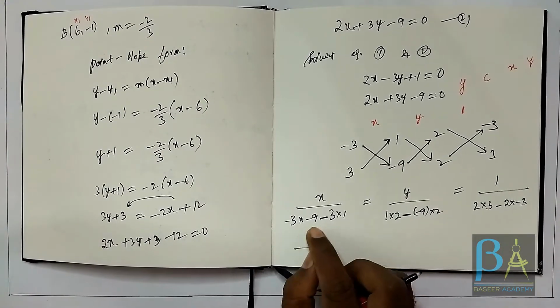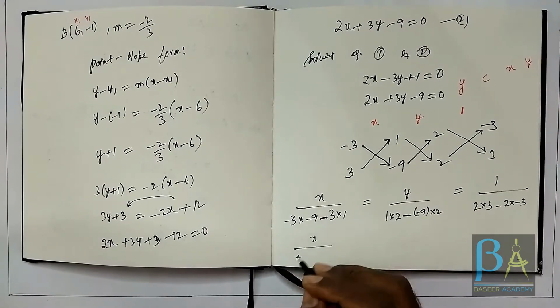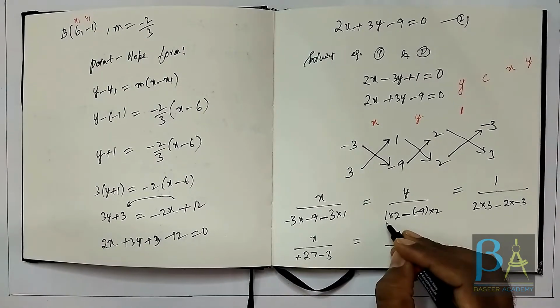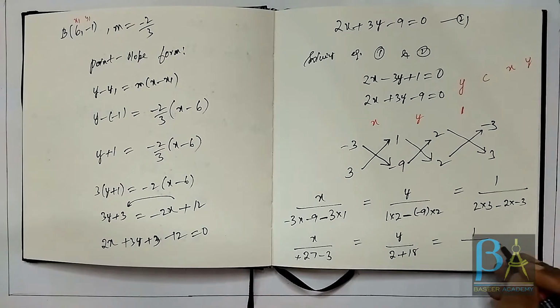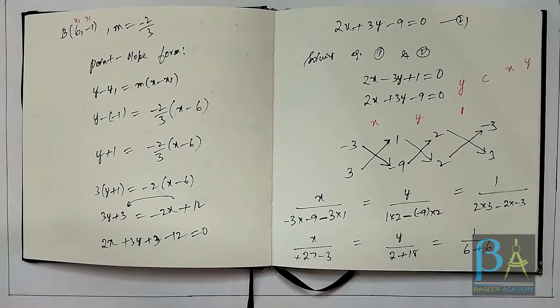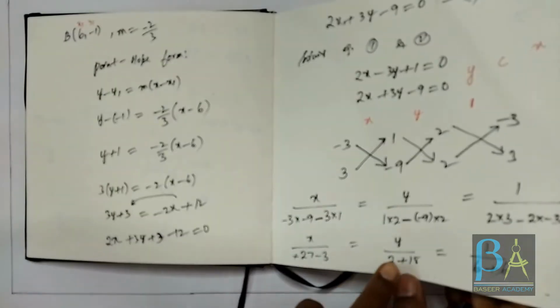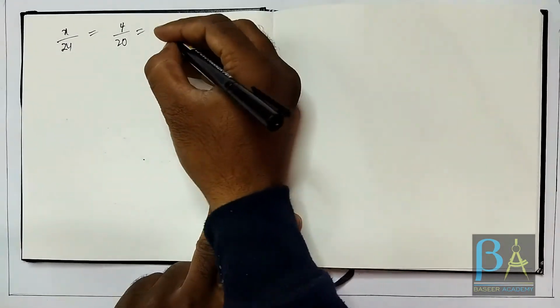X by, when you multiply two numbers, you first multiply their signs. Minus into minus, that gives us plus. 3 into 9 is 27. 3 into 1 is 3. 1 into 2 is 2. Minus into minus is plus. 9 into 2 is 18. 2 into 3 is 6, minus into minus is plus, 2 into 3 is 6. So what are we getting here? We are getting x by 27 minus 3, that gives us 24, y by 18 plus 2, that gives us 20, 1 by 6 plus 6 is 12.